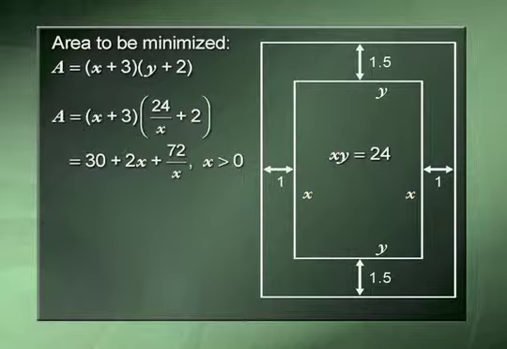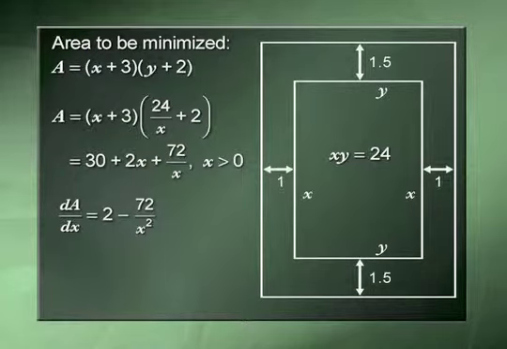So now we bring in the calculus machinery. We look at our area function and say, I want to find the critical numbers. So I take its derivative, which becomes 2 minus 72 over x squared. Remember how I got that? 72 over x is really 72 times x to the minus 1. And then I use the power rule to get the 72 over x squared.